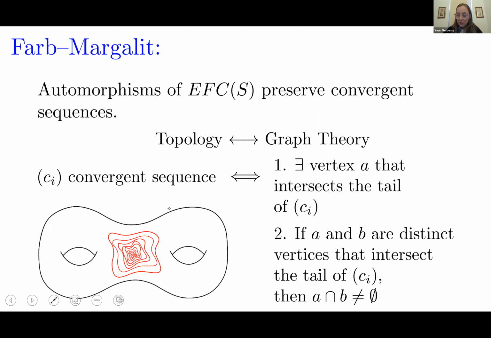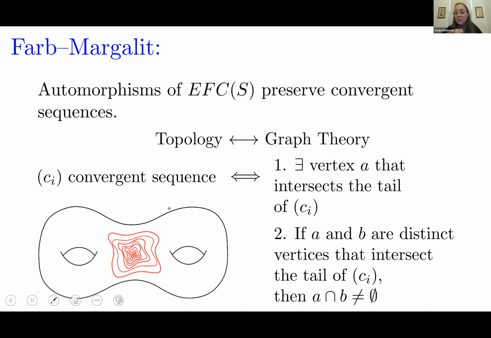So this graph theoretical information, when you end up doing an automorphism of the extended fine curve graph, ends up staying preserved. Because when you do an automorphism, if you don't have an edge between two vertices, you will once again not have an edge between two vertices. So this means that when I do an automorphism of the extended fine curve graph, I will be taking a convergent sequence to a second convergent sequence.